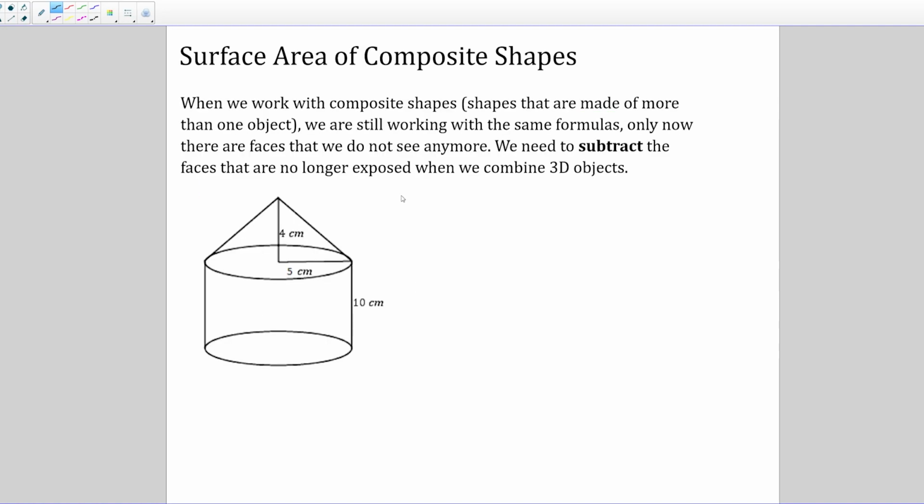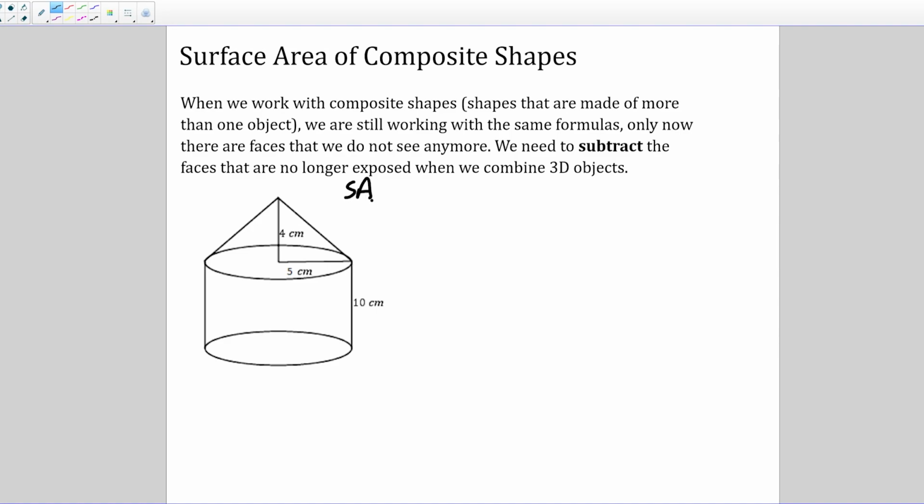So for this last section of surface area, we're going to talk about composite shapes, which are just shapes that are made up of more than one object. We're going to be working with the same formulas, except we're going to get rid of any of the faces that we actually don't see. So in order to do that, we're going to do a few key things. First of all, we need to come up with a starting formula from which we're going to subtract all of our unnecessary portions. So looking at our first composite shape here, we have a cone plus a cylinder.